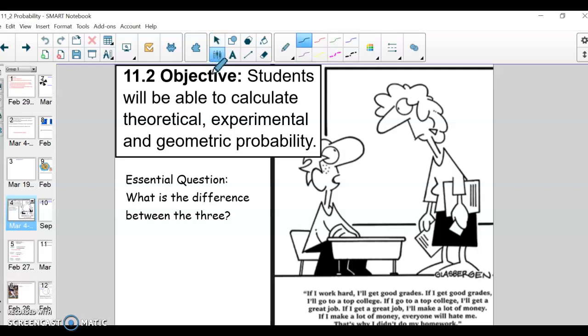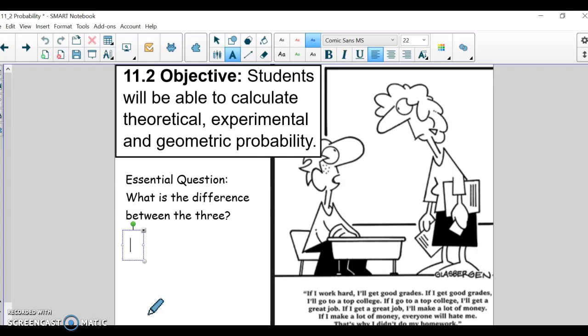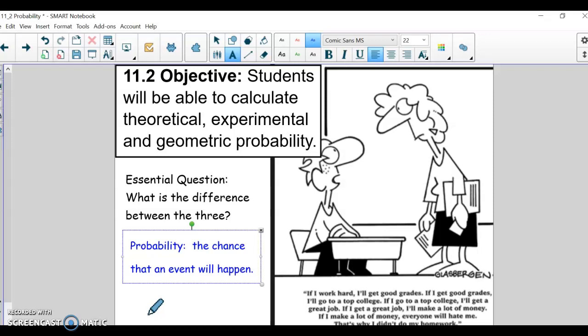All right, we are doing section 11.2, which is about calculating probability. Just to get a very basic definition of probability, I'm not even sure what you'd see if you looked it up on the internet, but Mr. Respetaal's definition of probability is the chance that an event will happen. So what are the chances something happens?